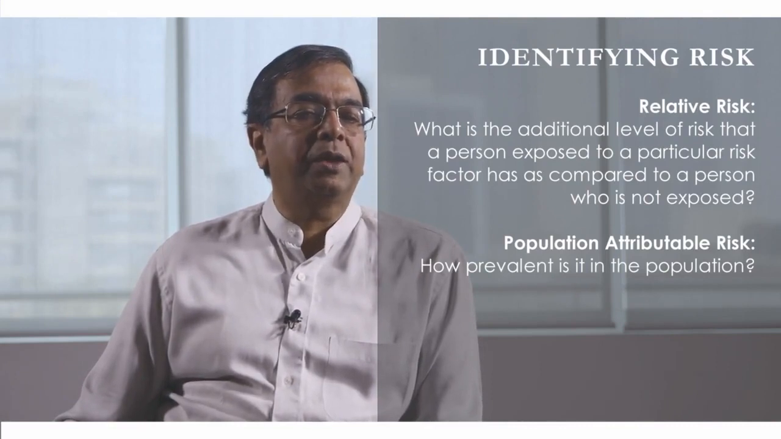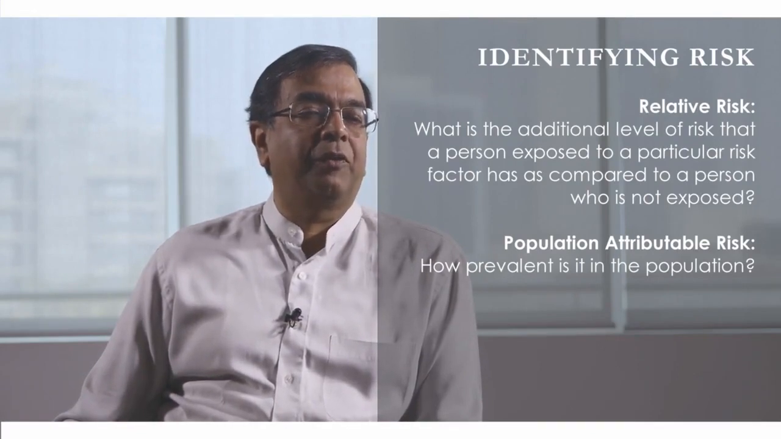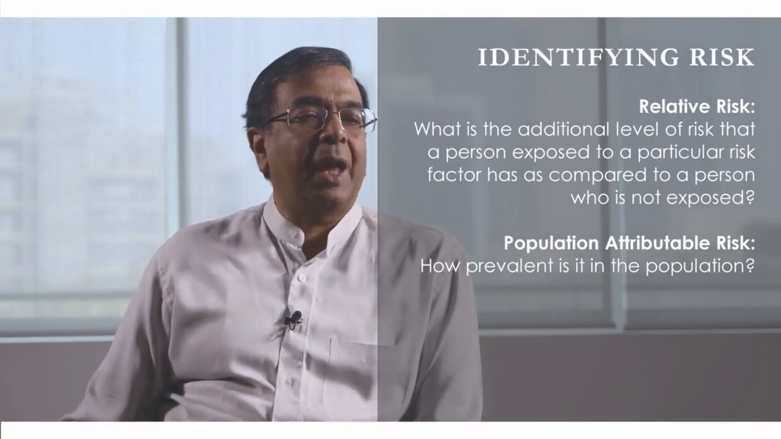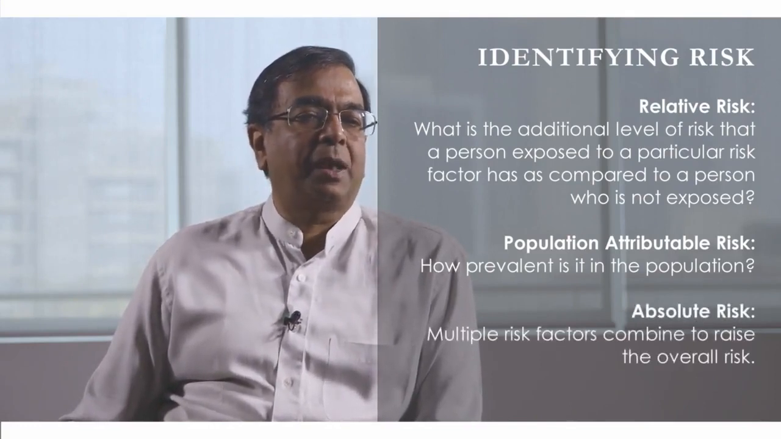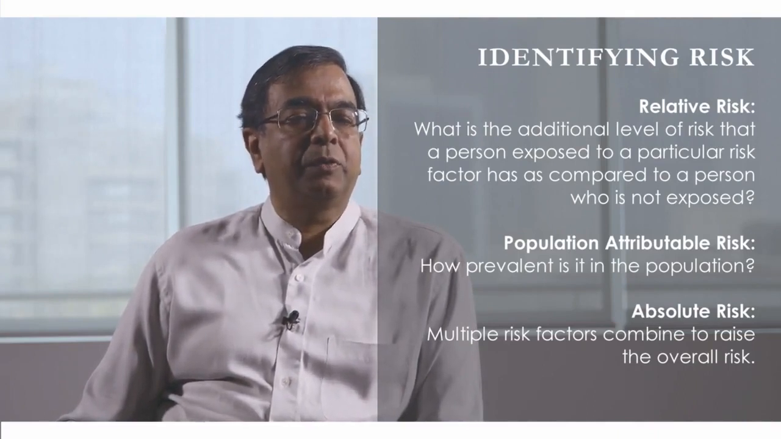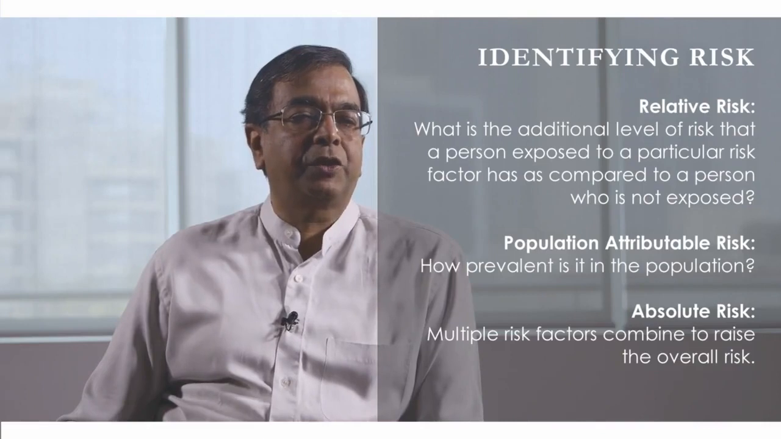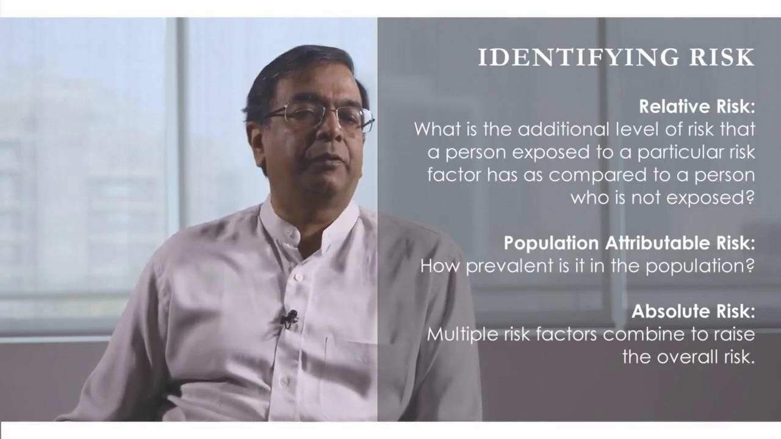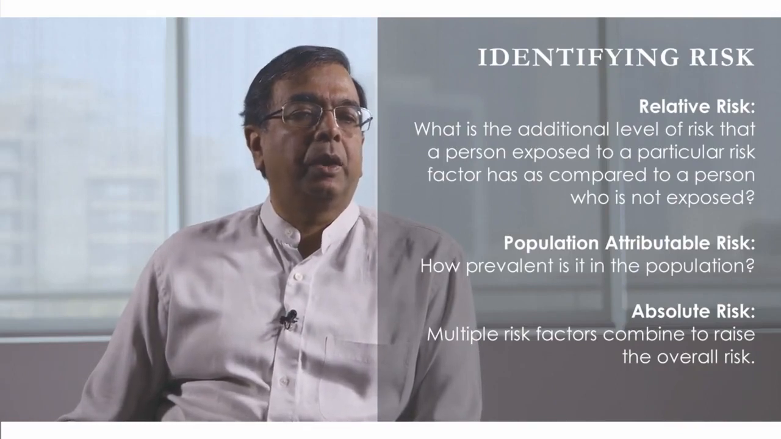Therefore, because smoking has a huge population attributable risk because of its wide prevalence in the population, it requires a very strong policy response. Now, there is also something called the absolute risk, where multiple risk factors combine in an individual to raise the overall absolute risk of getting a heart attack. Therefore, you may have a person with modest elevation of blood pressure, modest elevation of cholesterol, each of which may not carry much risk by itself at that level, but cumulatively they carry a huge risk, particularly if you add smoking to the mix.